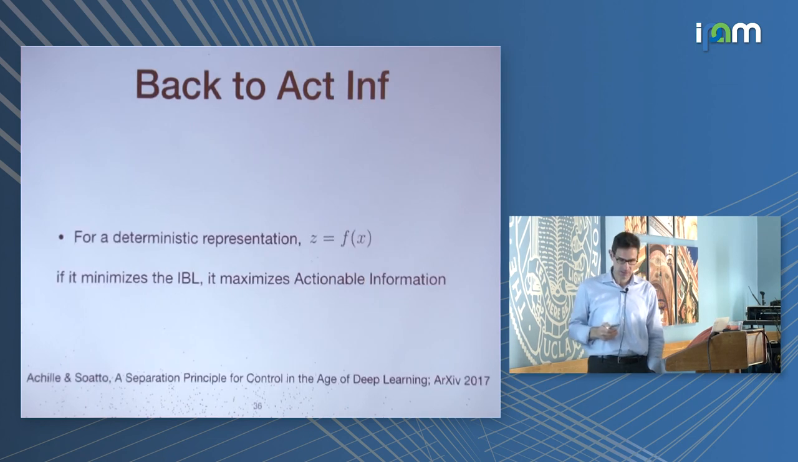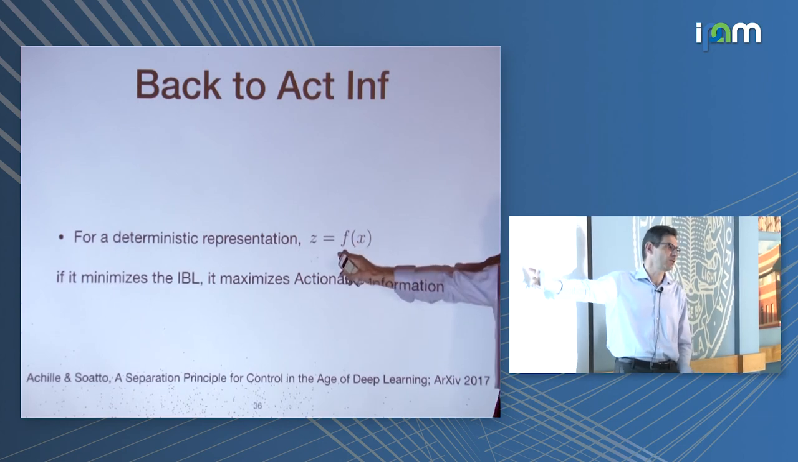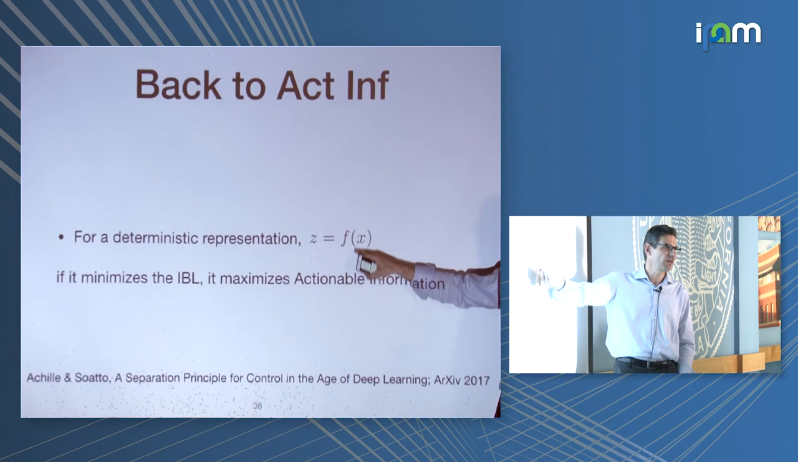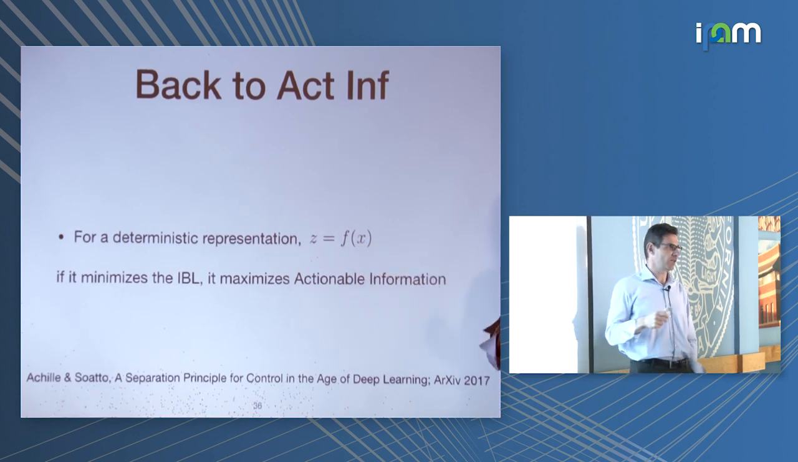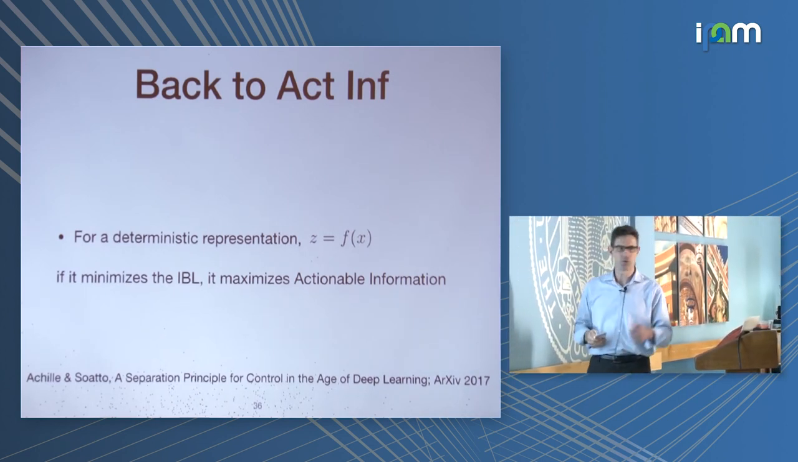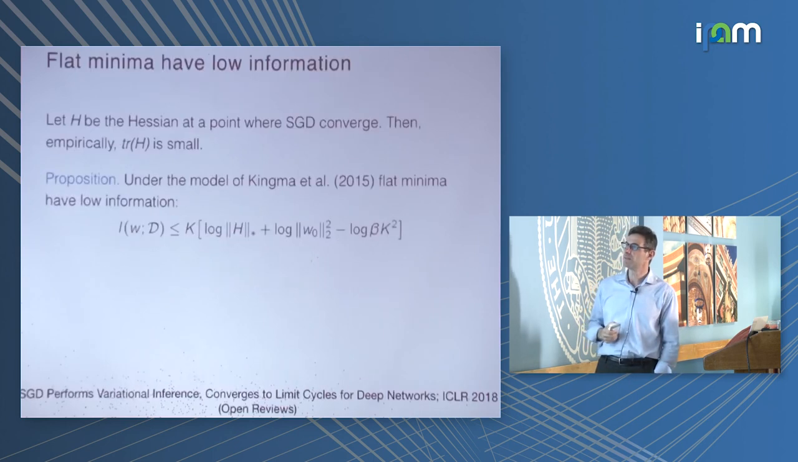It turns out that if you restrict the class of functions to be deterministic functions of the data, so you drop the stochasticity, then if a representation minimizes the information in the weights, it also maximizes actionable information, which is the complexity of a maximal invariant with respect to nuisance variability, which is what we were studying in 2005 to 2009. So the circle closes.